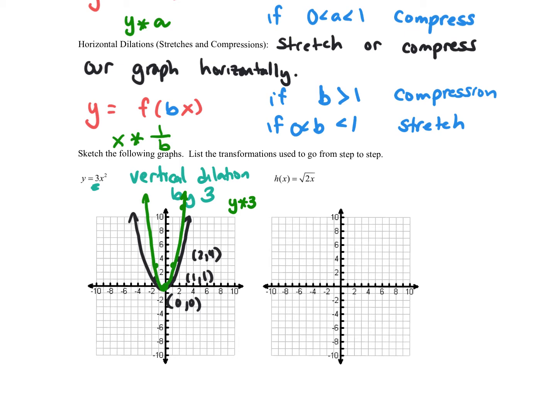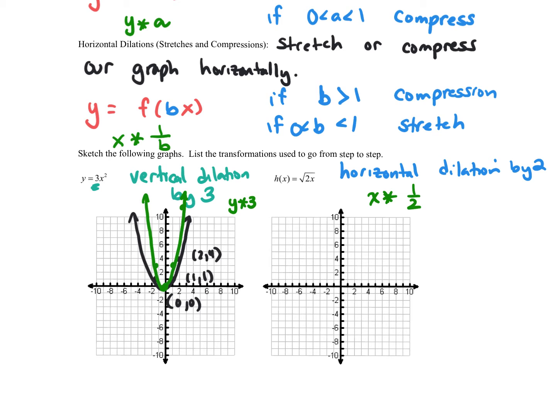All right. So this one, we have a horizontal dilation because it's on the inside. Now, the trick about this one is it's horizontal dilation by 2. But the trick is, since it's on the inside, everything works backwards on the inside. We're actually going to multiply the x's by 1/2.